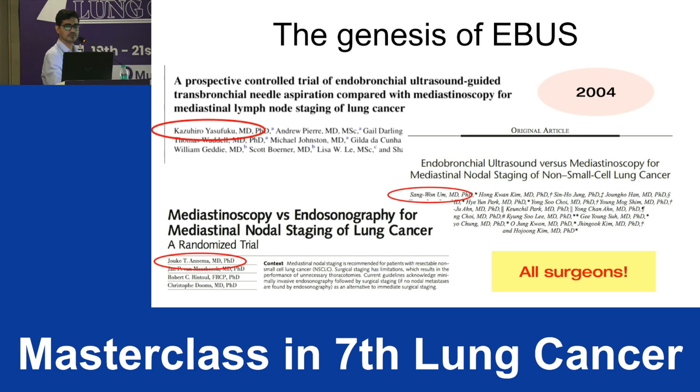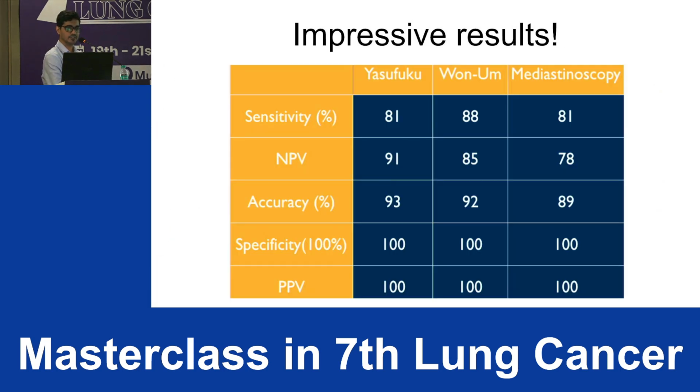These are the old publications, prospective single-arm studies, which have shown that EBUS has a good sensitivity for staging in lung cancer. Sensitivities range from around 80 to 88%, and mediastinoscopy is also close, that is 80 to 85%. Accuracy is also almost the same, approximately 90% with EBUS, and mediastinoscopy is also close to 90%.